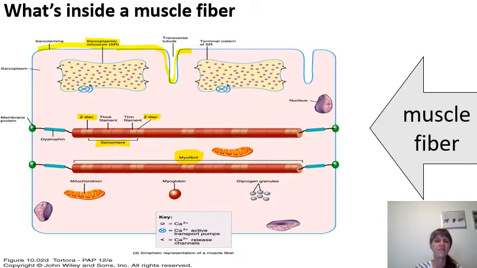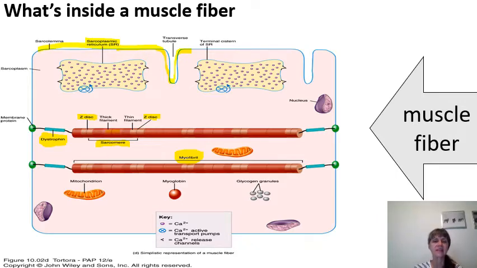Remember that we have dark A bands, light I bands, an H zone in the middle, and an M line in the middle of each sarcomere. The myofibrils are attached to the sarcolemma by a protein called dystrophin. If dystrophin is not made correctly, that could lead to problems known as muscular dystrophy.